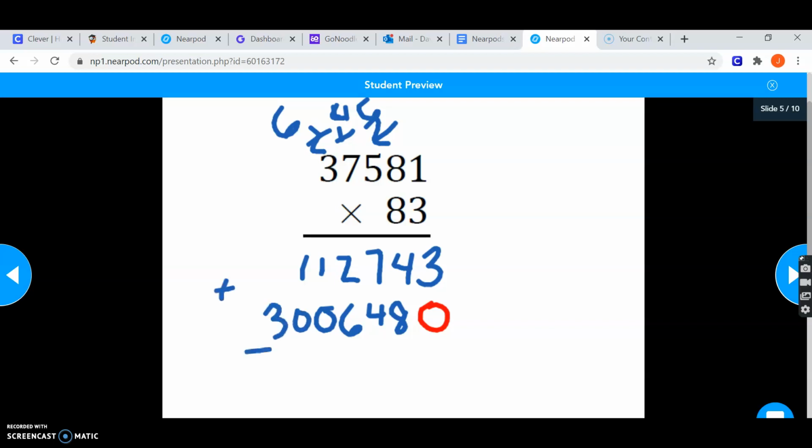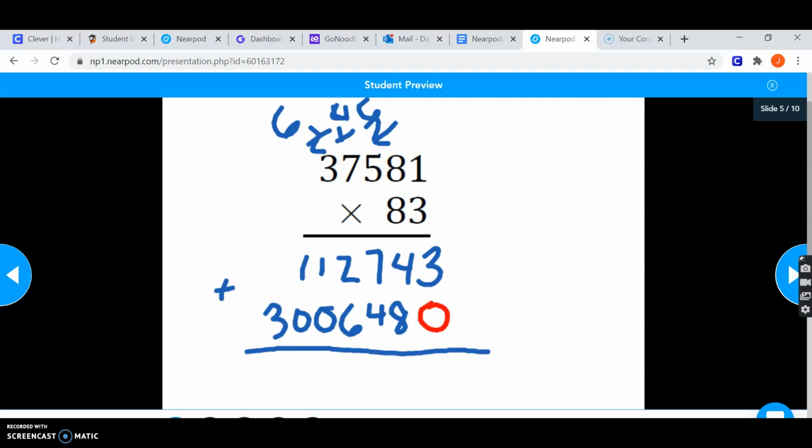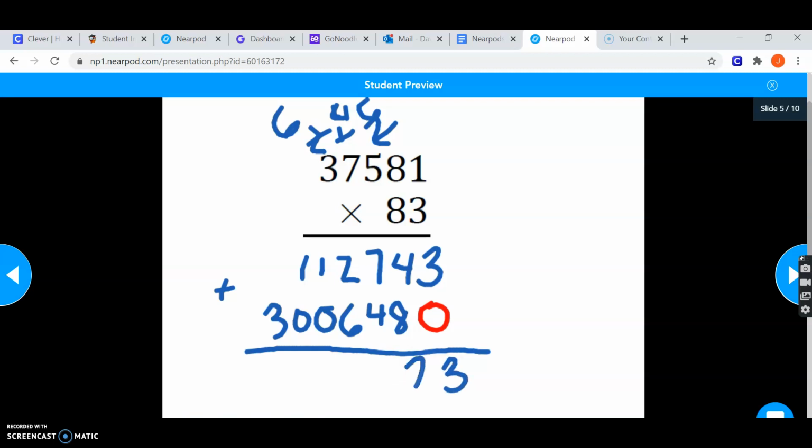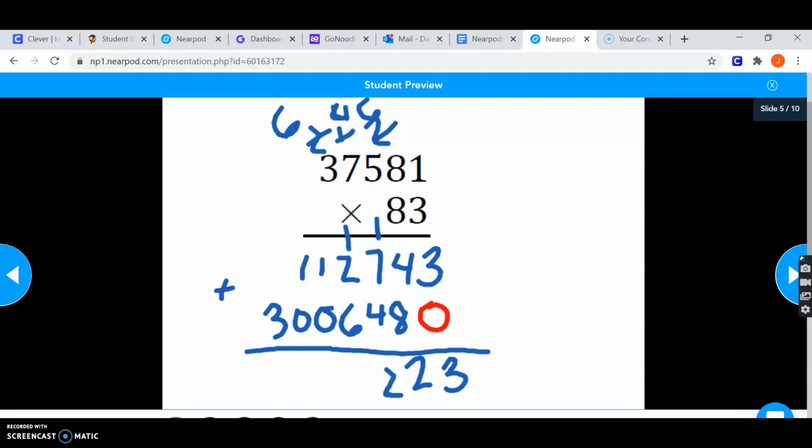Now I'm going to add up all of my partial products. And we have 3 plus 0 is 3. 4 plus 8 is 12. Regroup that 1. 7 plus 4 is 11. Plus 1 is 12. Regroup that 1. 6 plus 2 is 8.